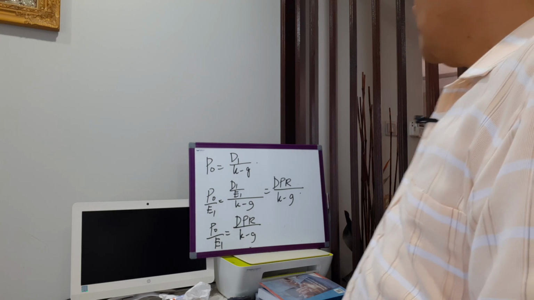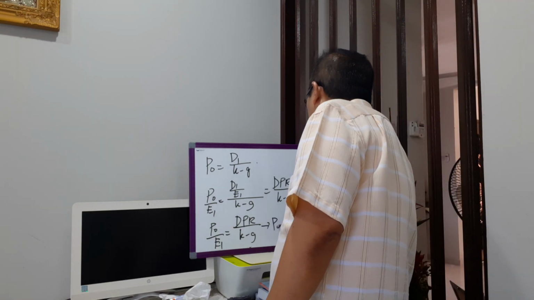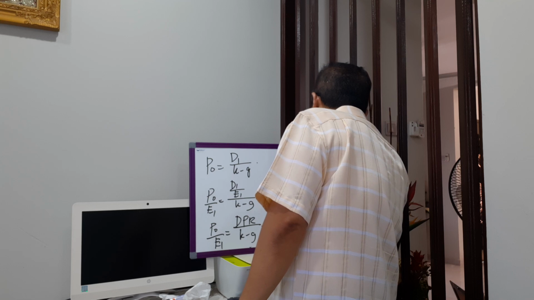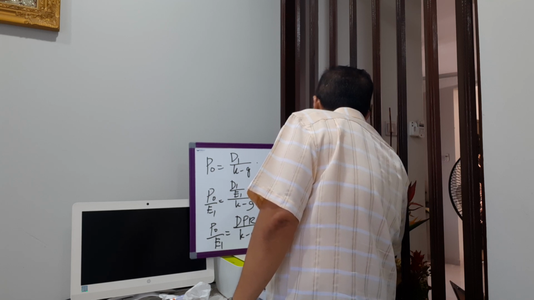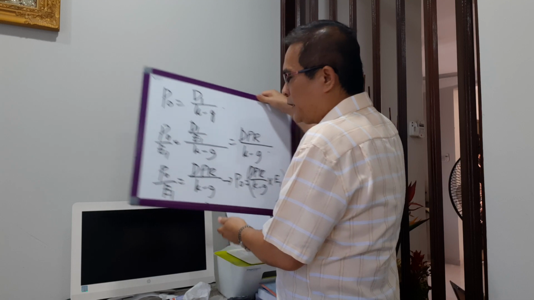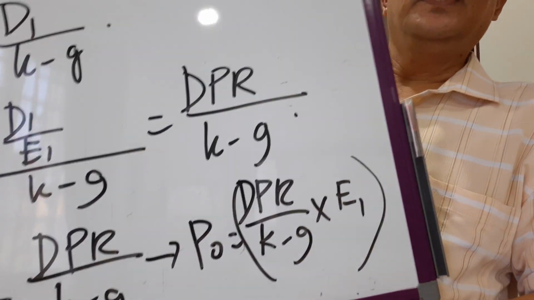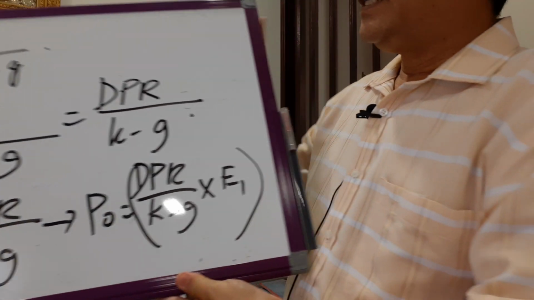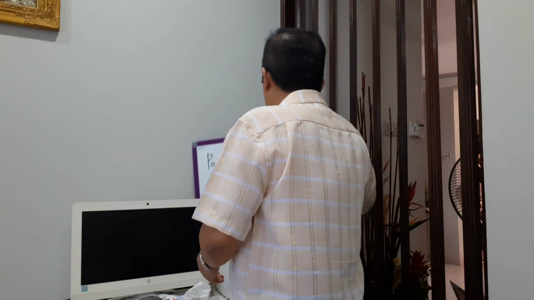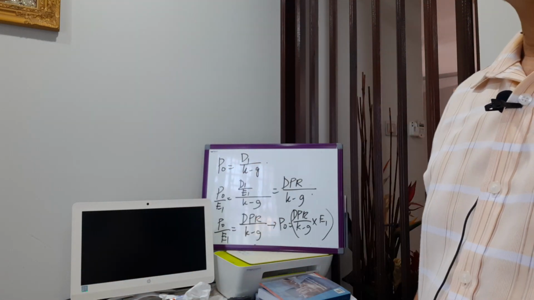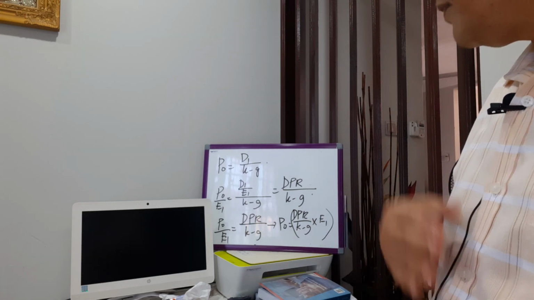Therefore P0 is equal to DPR over K minus G, multiplied by E1. DPR is the dividend payout ratio. K is the required rate of return. E1 is the expected earnings for next year.